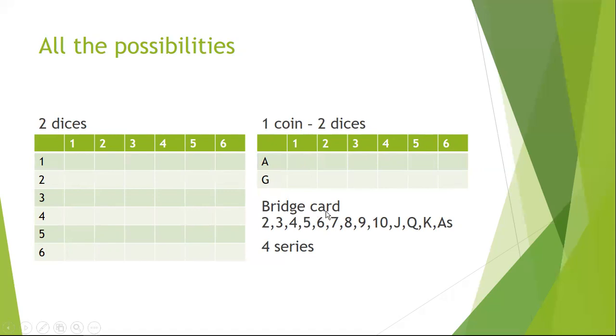Next, the bridge card, kartu remi, is also used as media. A bridge card consists of numbers from 2 until 10, and then they also have jack, queen, king, and ace. So the total is 4 series, 4 pictures, right? We do not need to use the joker. Maybe not all of you know about bridge cards, so that's why I have to explain here. Hopefully this can help you.